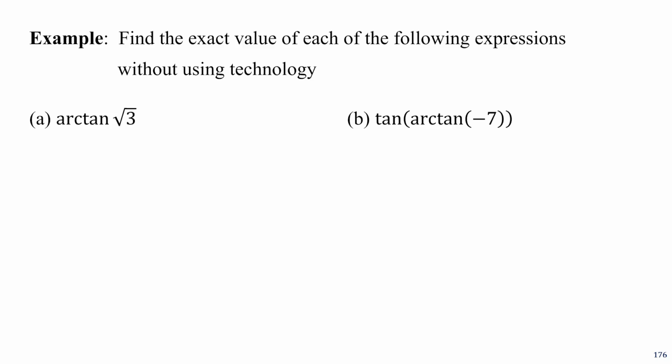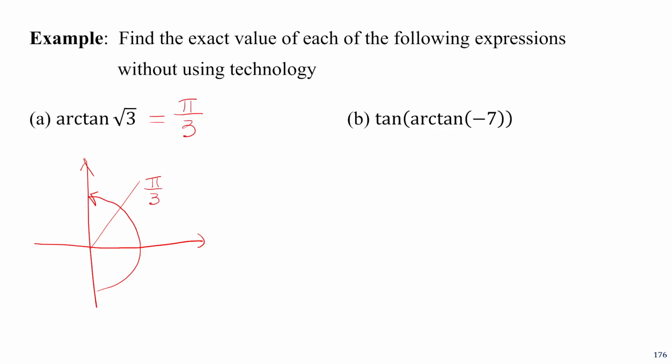First, what is arctangent square root 3? So first of all, this is the angle, right? This angle is between negative half pi to positive half pi. And tangent of that angle gives you square root 3, right? So can you find this angle in this interval? So we know that angle should be somewhere here, which is a third pi, right? So we can write arctangent square root 3 is actually a third pi. Did you get it?